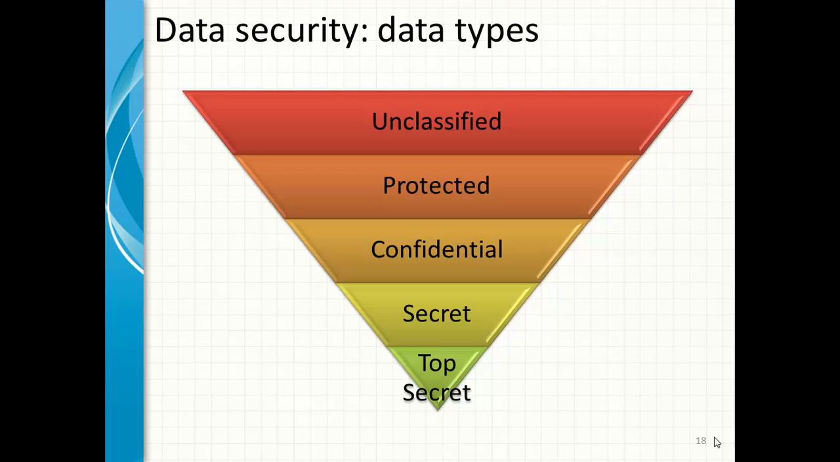Data type is really important due to its high value. Different cloud deployments can be used for different data types. For example, a public cloud would be suitable for unclassified data because it doesn't require a high level of security to protect it.